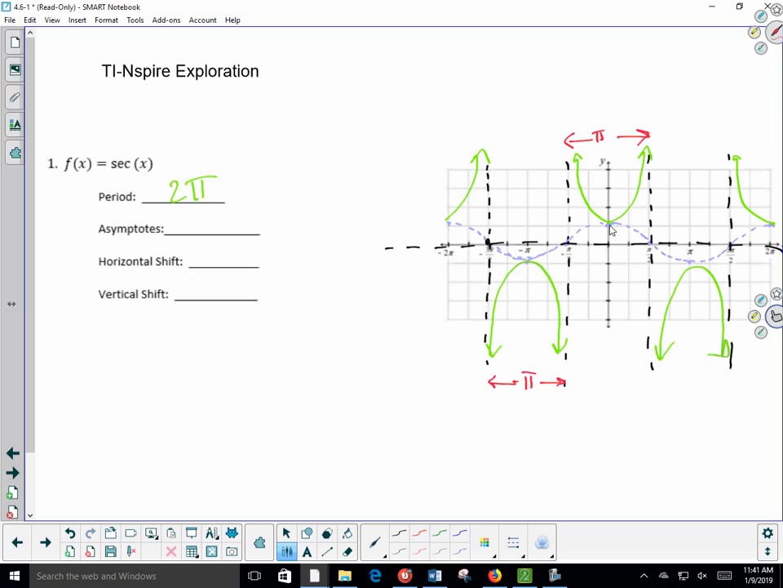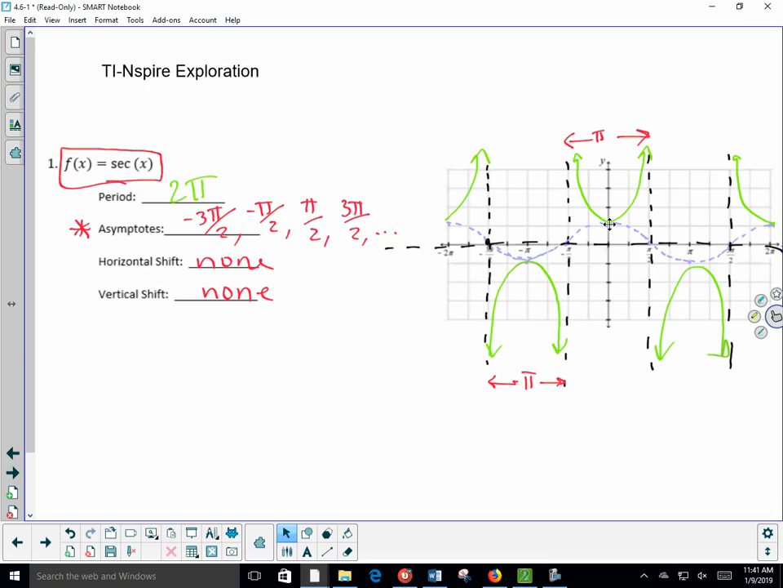And then this is asking, what about the asymptotes? Well, we see for the secant graph, our asymptotes are occurring at negative 3 pi over 2, negative pi over 2, pi over 2, 3 pi over 2, and we could just keep listing them forever, all right? There is no horizontal shift. We didn't mess with anything here. We didn't put any parameters in or anything like that. So I'll just say, for a basic parent function of secant x, there was no horizontal shift, no vertical shift.